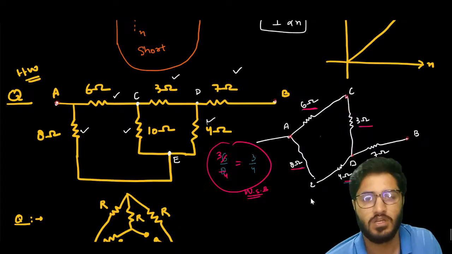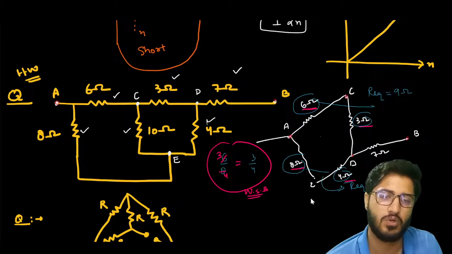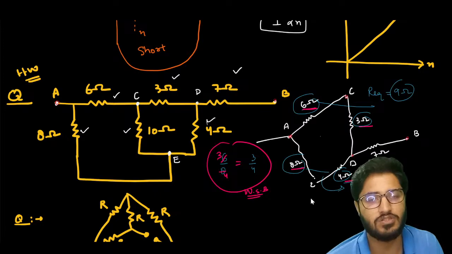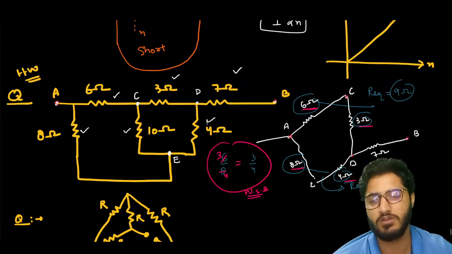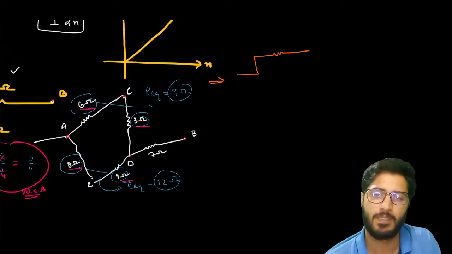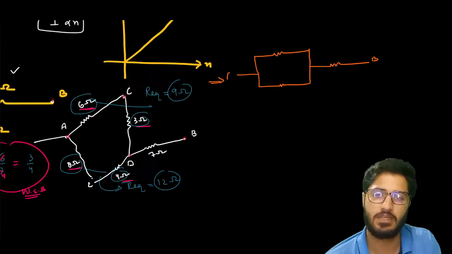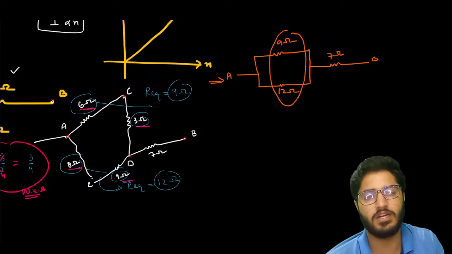Now look, this 6 and 3 are in series. So R equivalent came out to be 9 ohm. 8 and 4 in series, R equivalent came out to be 12 ohm. Now this 9 and this 12 are in parallel. So you need to make it like this. B, A. This one is 9 ohm. This one is 12 ohm. This one is 7 ohm. And these two are in parallel.